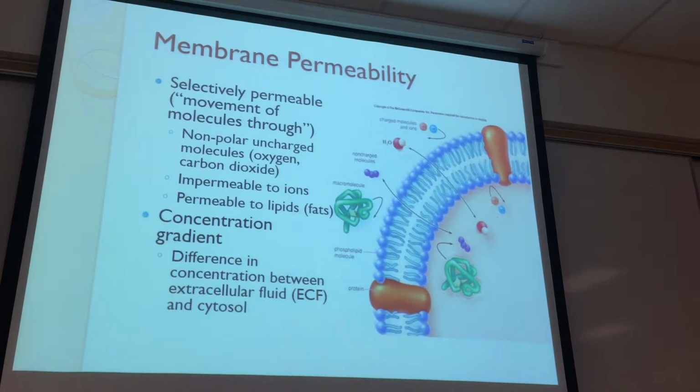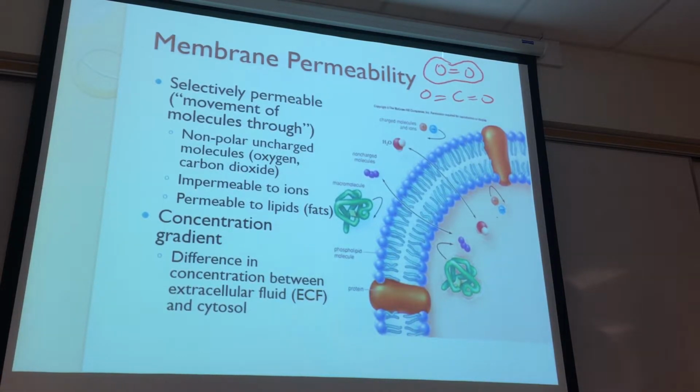O2, O double bond O, and then CO2, which would be C double bond O, double bond O. These don't exhibit any electronegativity. Why? Because the electrons are shared equally.